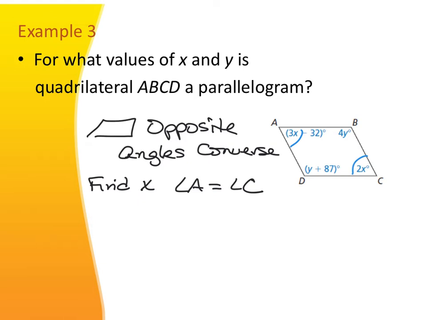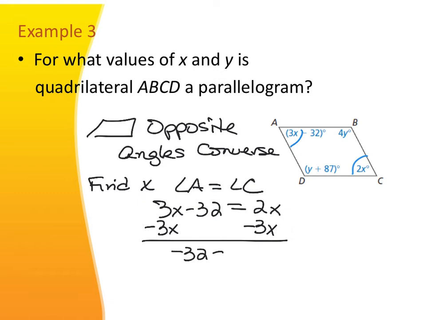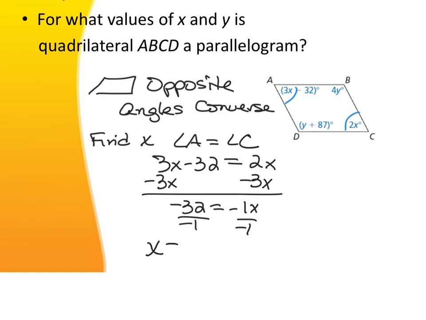So I'm going to set 3x minus 32 equal to 2x. I'm going to group my variables together. Negative 32 equals negative 1x. Divide by negative 1. And x equals positive 32. Same thing as before. This is the answer they wanted, but let's take it a step further.